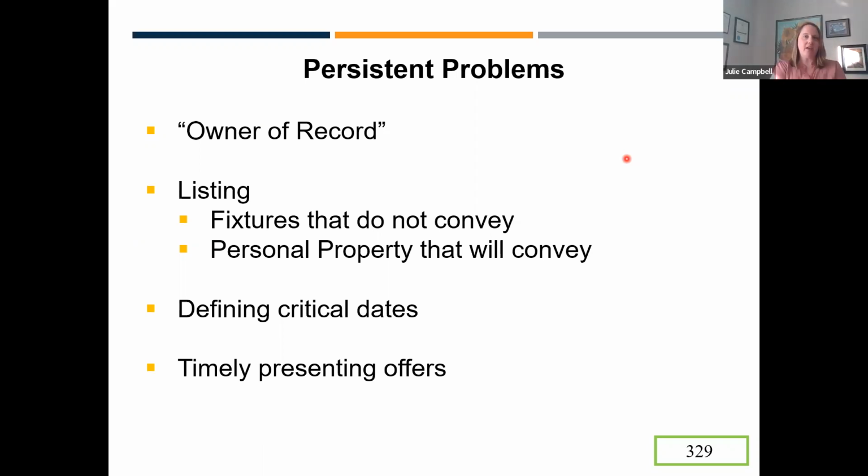Okay, so what if I'm going on vacation? I agree. Sometimes we just get lazy, but you can't get paid if it doesn't go under contract. So why would you not present the offer? So what if I'm going on vacation this week, or what if I'm sick? This is why you guys have peers. This is why you guys have people in your office. This is why you have a broker in charge. Call somebody and ask for help.